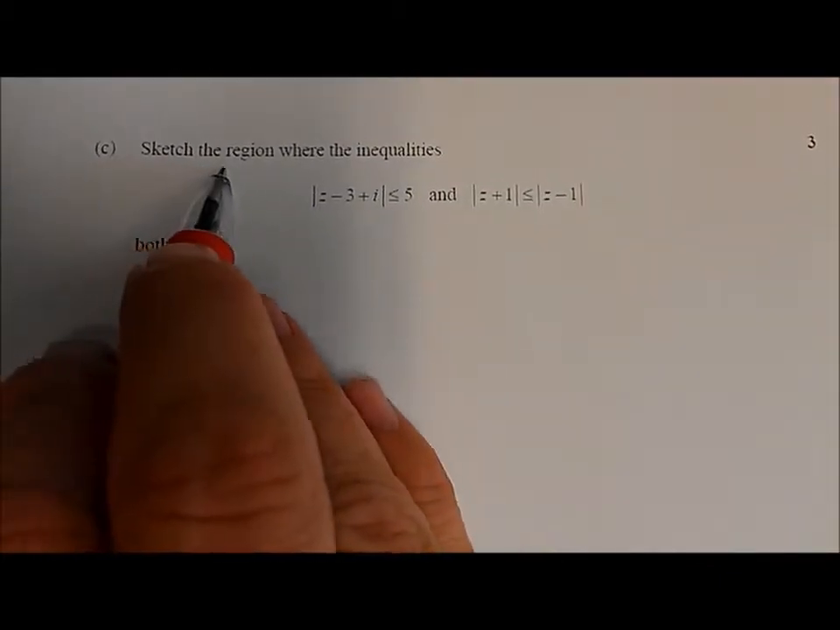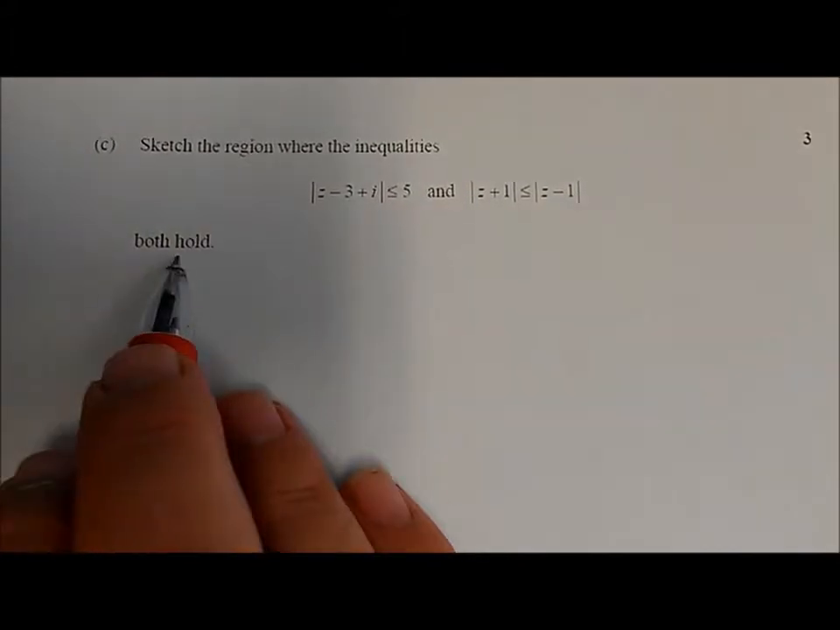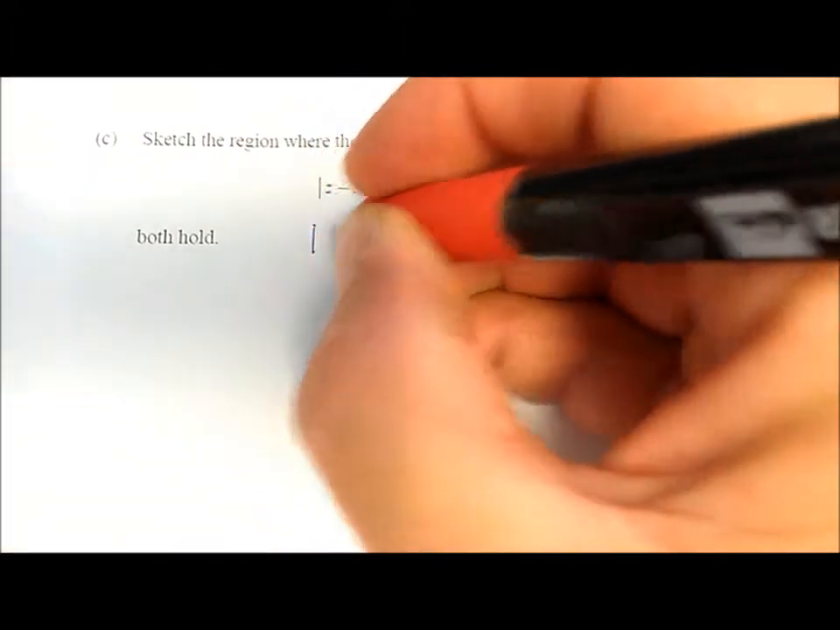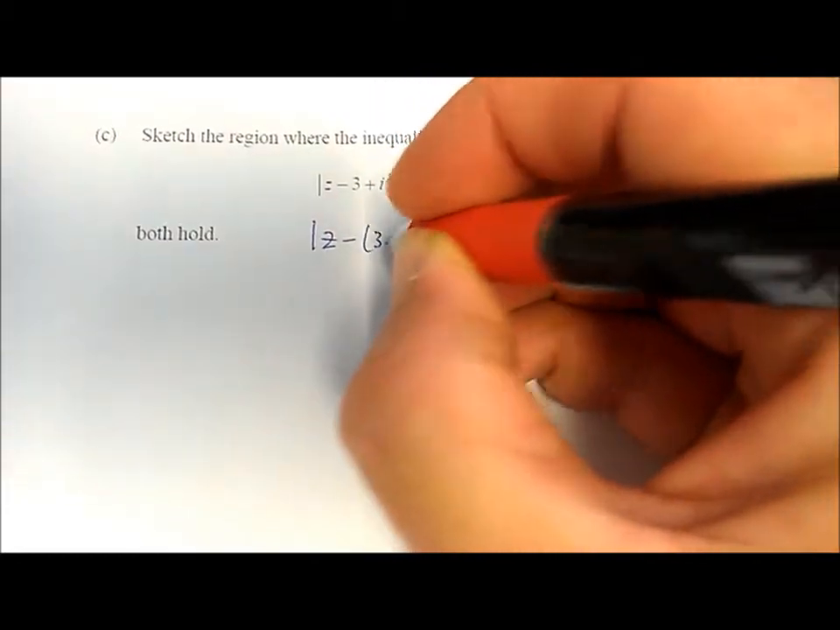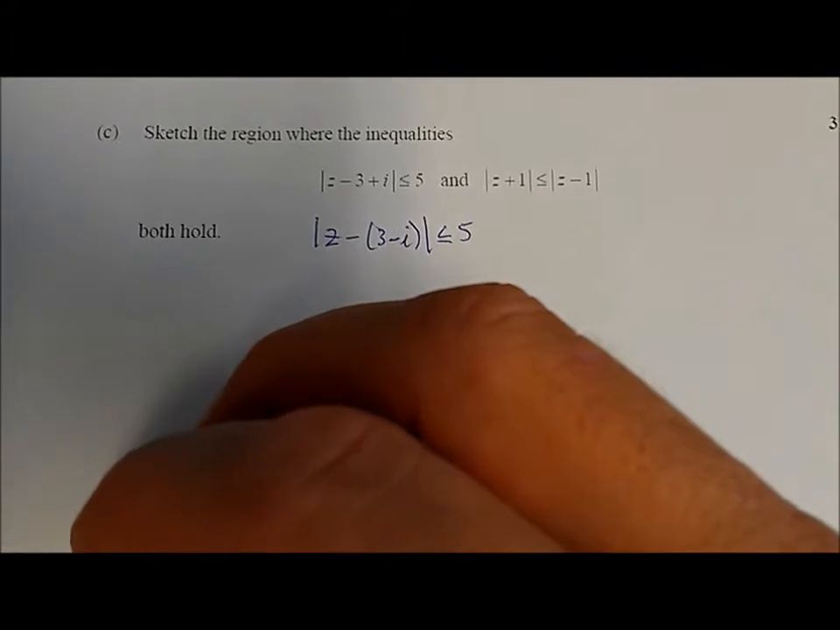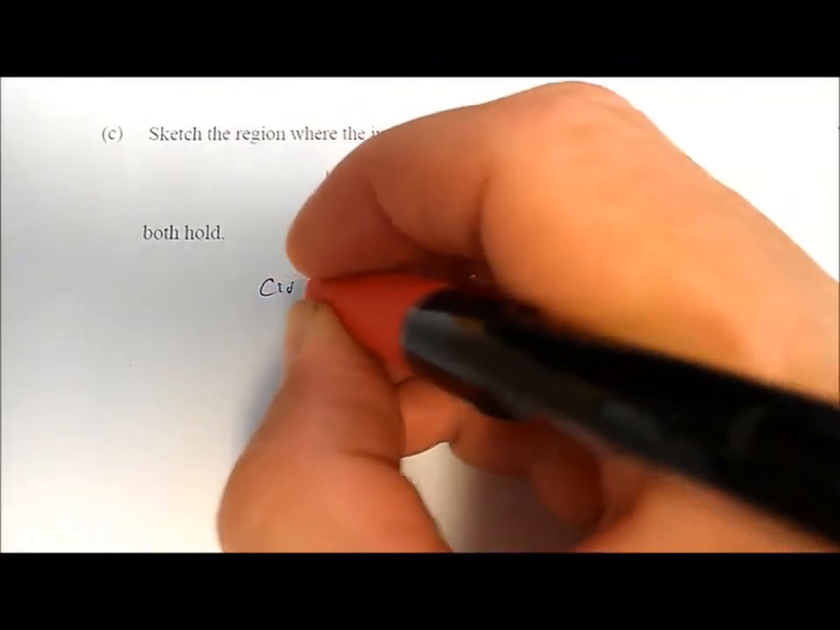Part C, sketch the region where these inequalities both hold. This one here, we did last time round. We saw that I could write this as the modulus of z minus 3 minus i less than or equal to 5, and so I can say that's a circle.